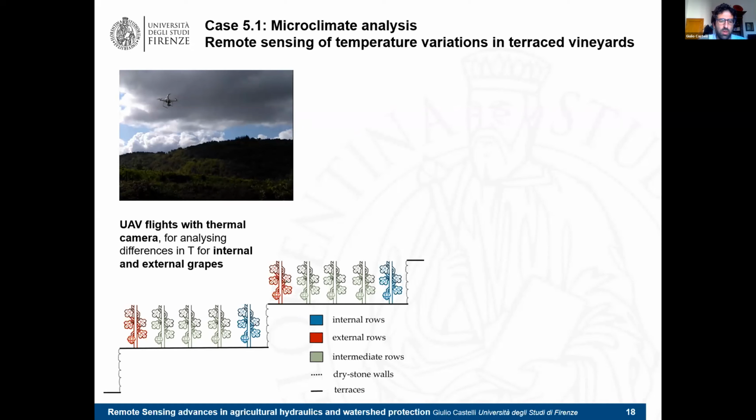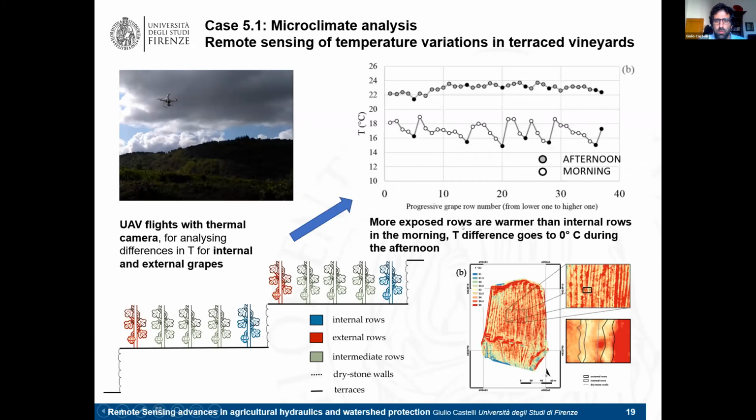So you see here, you clearly have the terrace represented, and you have the grapes. What we found basically is that the internal rows in the morning are much colder than the external rows, but then in the afternoon, all the temperatures rise to the same level. This kind of element is very important because it can show how temperature can also be influenced by the geomorphology.